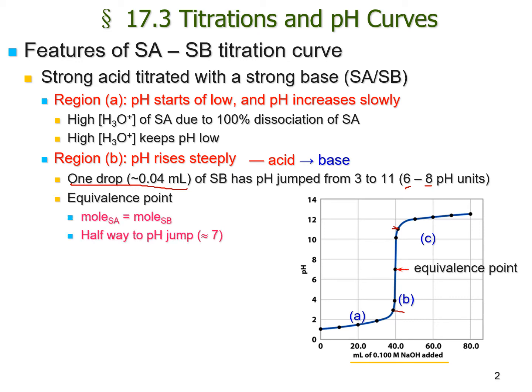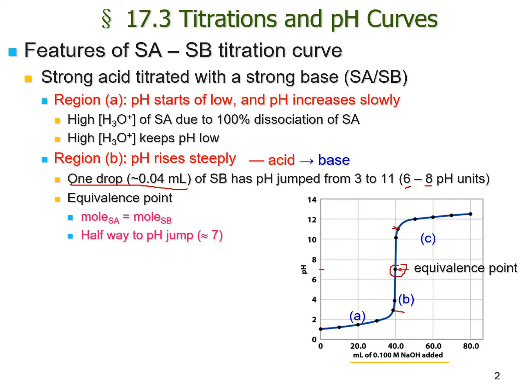Halfway of the jump is what we call the equivalence point. Equivalence point, according to the name, means they have the equal amount of something. So that is the equal amount of strong acid and strong base in theory, mathematically. And when we look at this equivalence point, we find out that it is roughly somewhere around 7.